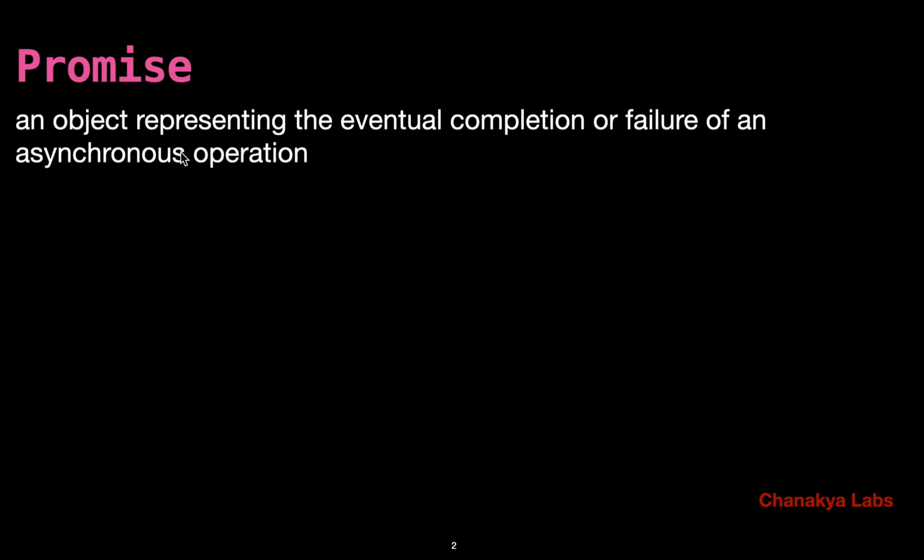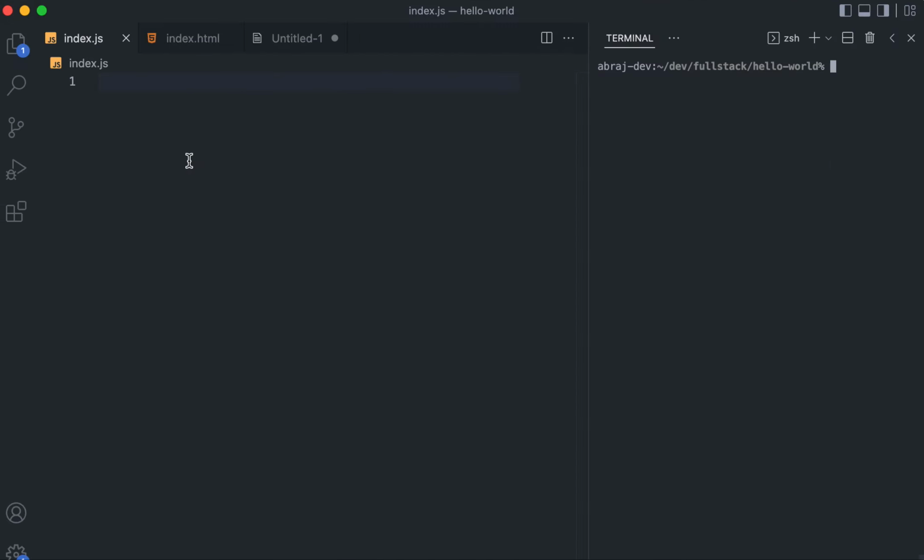A promise is an object which represents the eventual completion or failure of an asynchronous operation. Okay, a lot of buzzwords. So, first of all, what is an asynchronous operation?